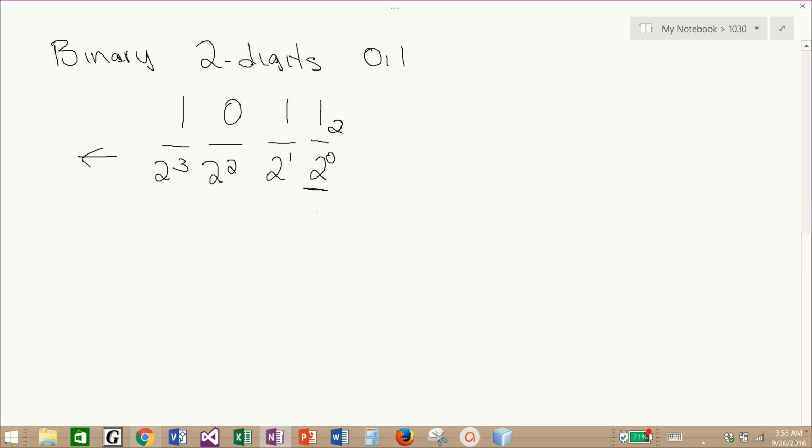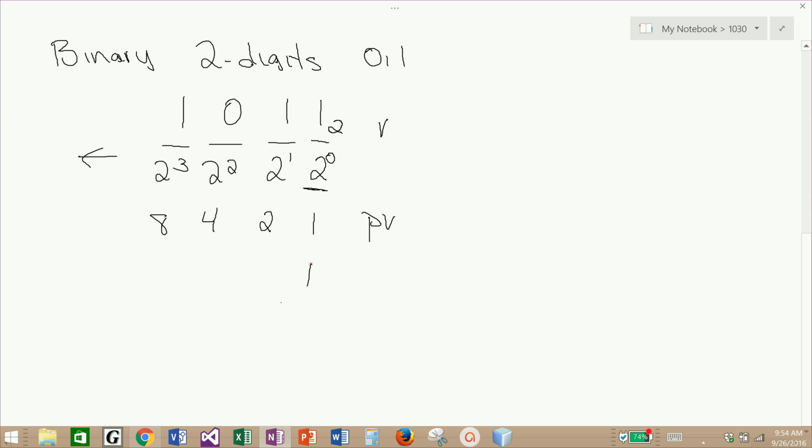All right, so let's find out this first one. 2 raised to the power of 0. Anything raised to the power of 0 is 1. 2 to the first is 2. 2 squared is 4. 2 cubed is 8. So this is the positional value, and this is the value that is sitting there. So I'm going to take the positional value and multiply it by the value sitting there and see if we can make sense of this number.